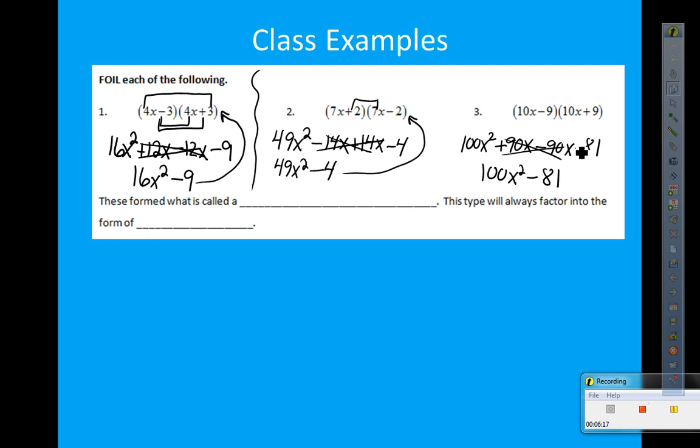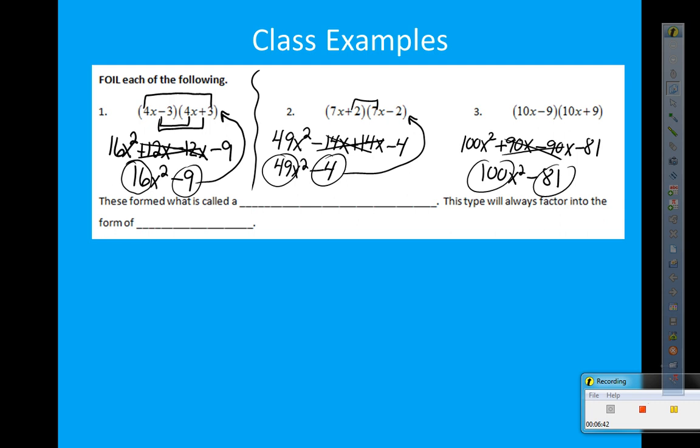The other thing I want to point out with these is since I'm taking 4 times 4 and 3 times 3, notice that I get a perfect square. 16 is a perfect square, something I know the square root of. So is 9. So is 49. So is 4. So is 100, 10 times 10. So is 81, 9 times 9.